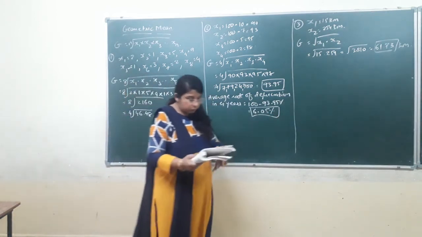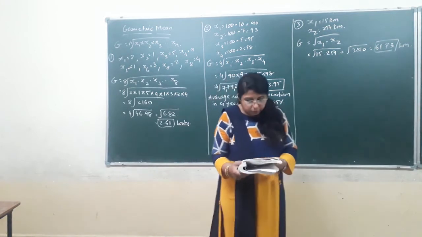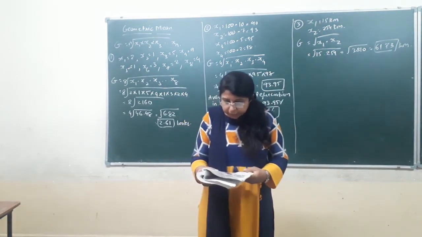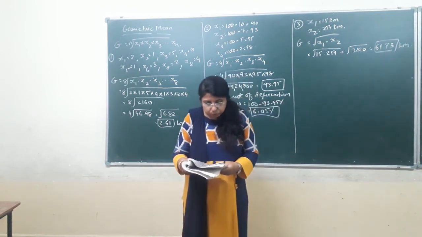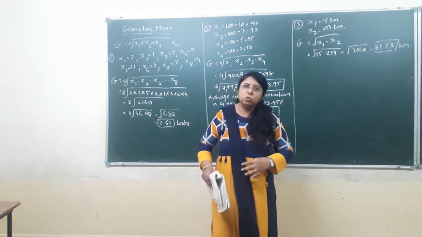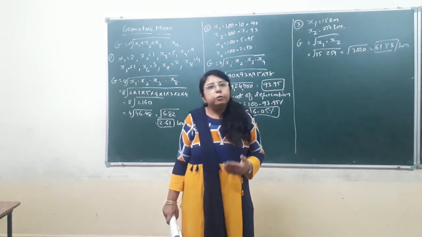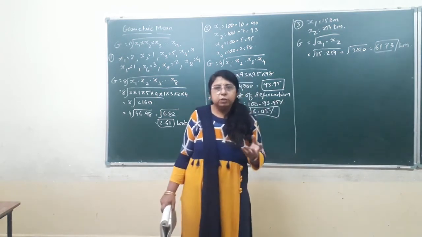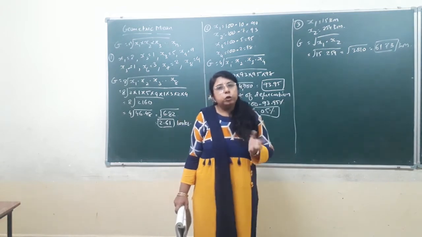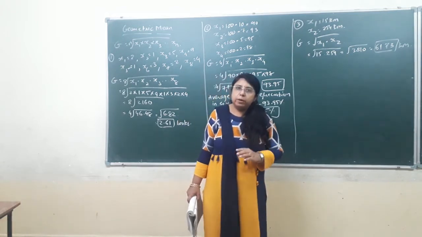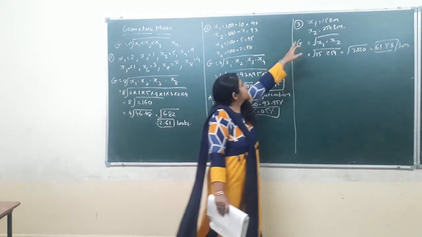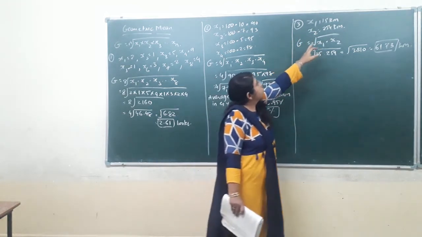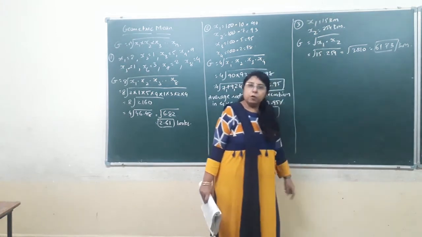Now moving on to the third sum: a taxi traveled 15 kilometers on Monday and 254 kilometers on Tuesday. Find the average distance traveled over these 2 days using geometric mean. In this question also it is clearly mentioned that you have to find the average distance traveled by a particular taxi for the 2 days using the geometric mean. So the first data x1 is 15 kilometers for Monday, and x2 is for Tuesday, that is 254 kilometers.